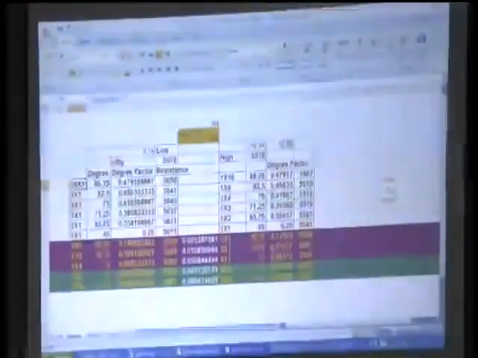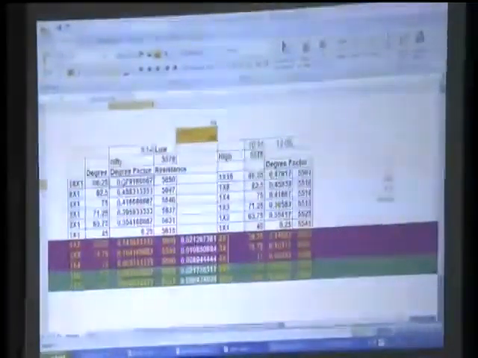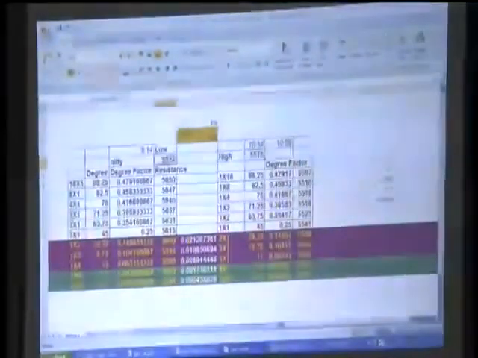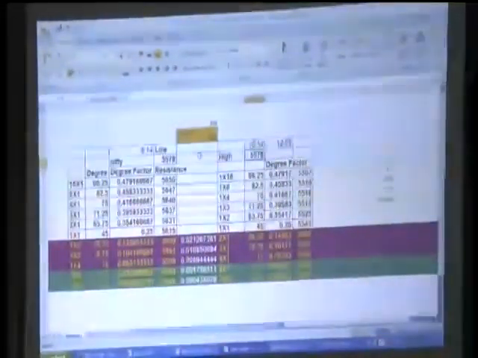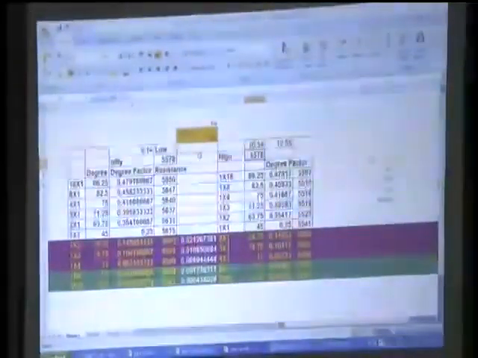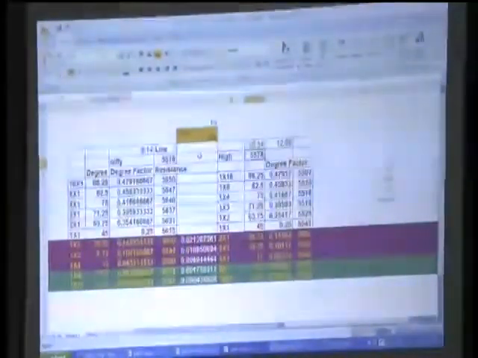So for every trend line there is a degree. For every degree there is a degree factor, and using any price point, either high, low, midpoint or closing price, you can find out which price point that respective trend line will pass through.